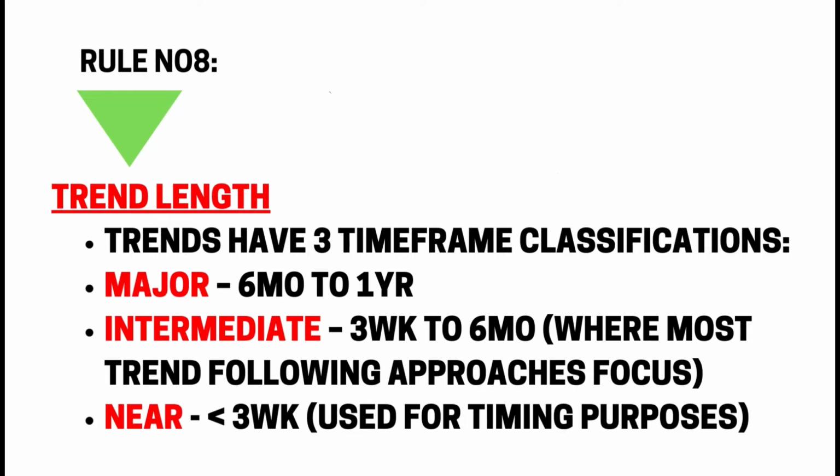Now, remember the rules of trend length. You have 3 of them. The major one is from now until 6 months, a year out. Then we've got intermediate, 3 weeks to 6 months, and then the near one, less than 3 weeks.